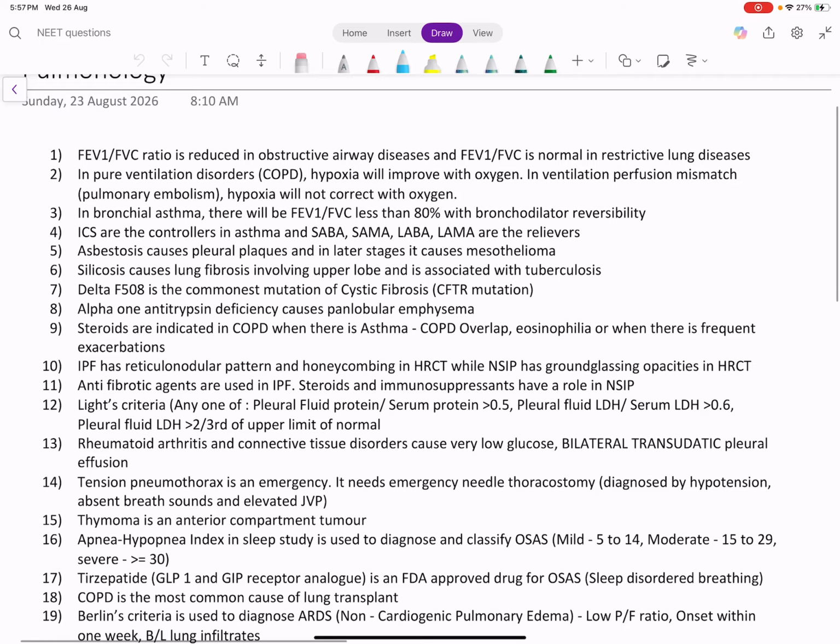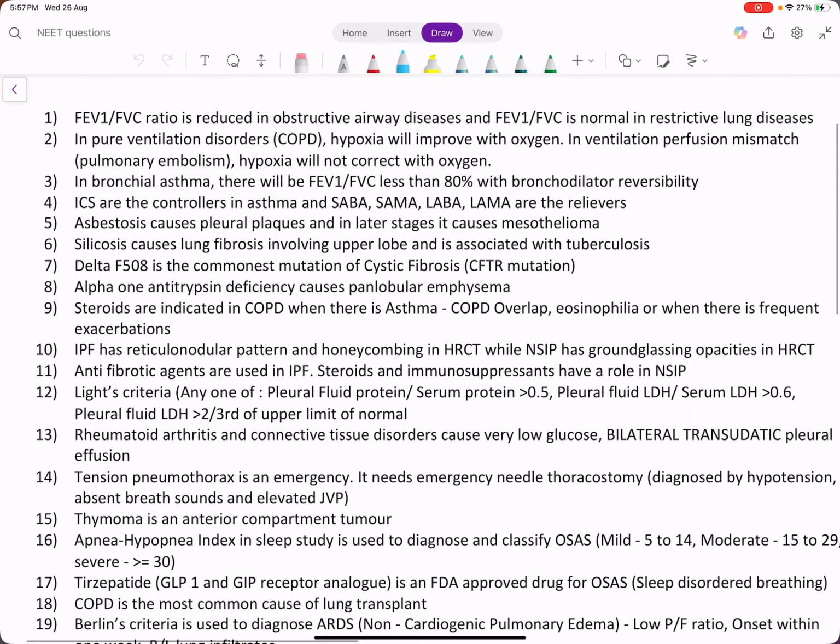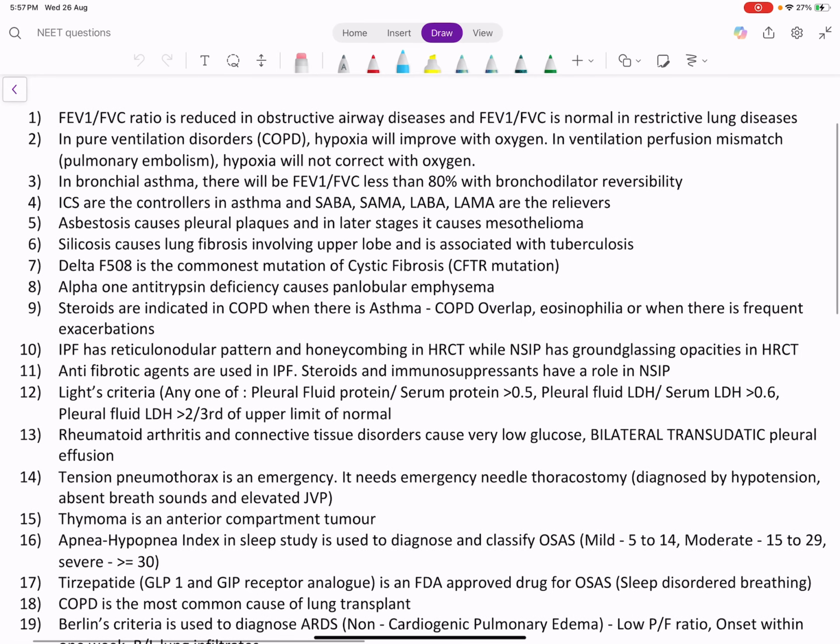So the pulmonology basics is FEV1 by FVC. This ratio is reduced in obstructive airway disease. Why is it reduced? FEV1 is low, FVC is normal, so the ratio is reduced. Whereas this ratio is normal in restrictive lung disease because both FEV1 and FVC are reduced by an equal amount. So even though FEV1 and FVC are reduced, the ratio is normal.